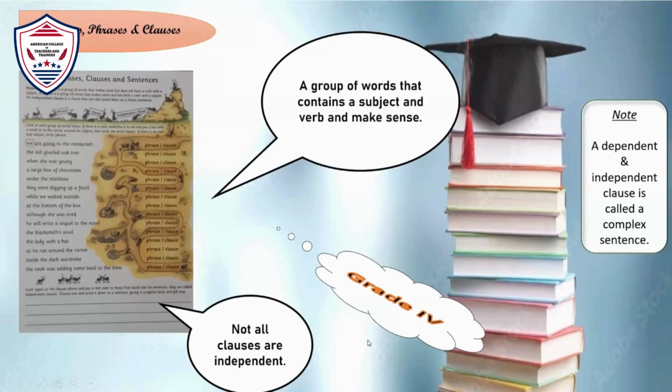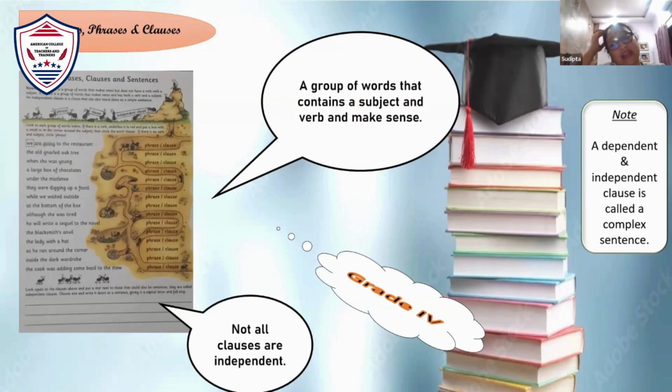Okay. So now in grade 4, we tell them to identify a subject and object in a sentence, and then which is a phrase, which is a clause. A group of words that contains a subject and verb and makes sense is a clause. It can be a dependent as well as an independent clause. When you have a dependent and independent clause in one sentence, it is a complex sentence. And we make the sentence complex with the use of conjunctions. Neither, nor, these are all conjunctions, right?